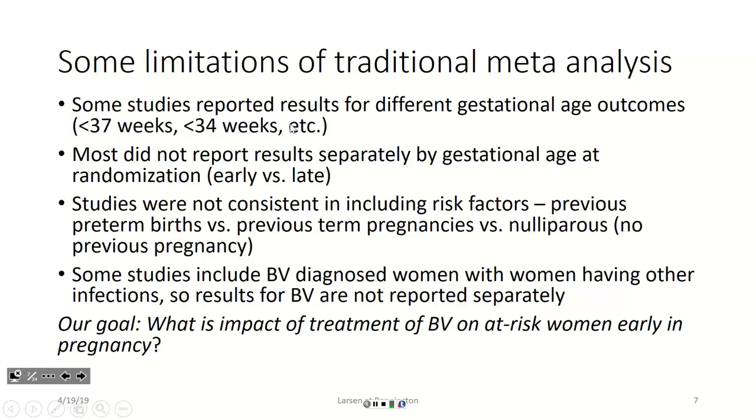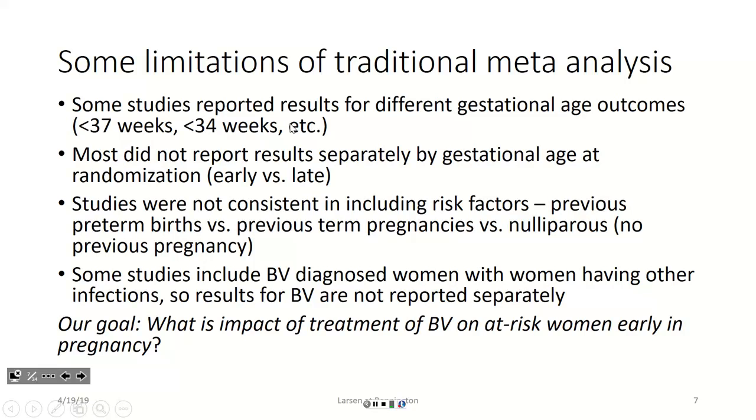Most didn't break out by gestational age at randomization. So if a woman's treated at 10 weeks versus 15 weeks versus 20 weeks, at 20 weeks you're that much closer to being a full-term birth, right? You're 10 weeks closer. So the women can be quite different.